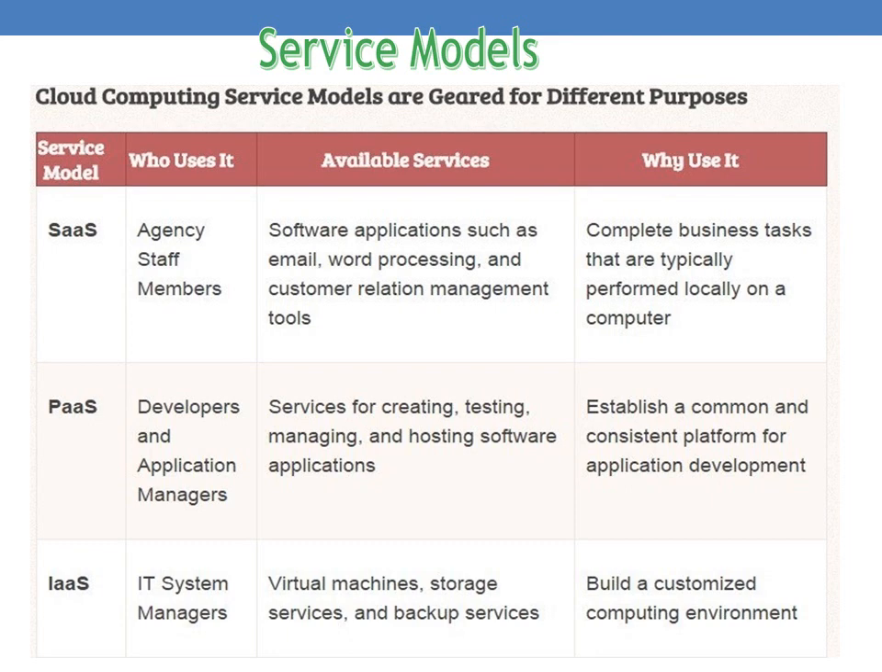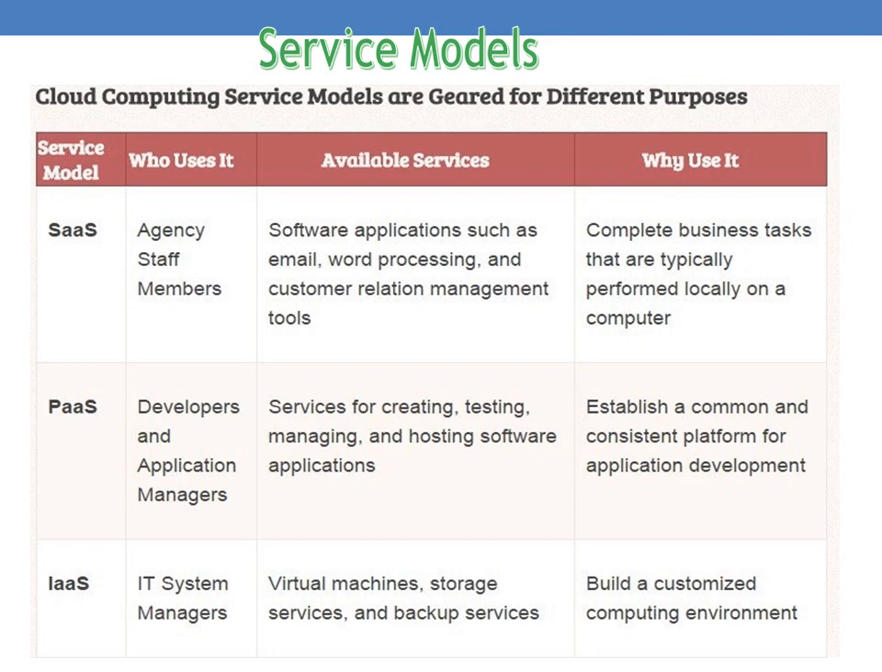IT system managers use infrastructure as a service. Available services of SaaS: software applications such as email, word processing, and customer relationship management tools. PaaS available services: creating, testing, managing and hosting software applications. And IaaS: virtual machine, storage services and backup services.